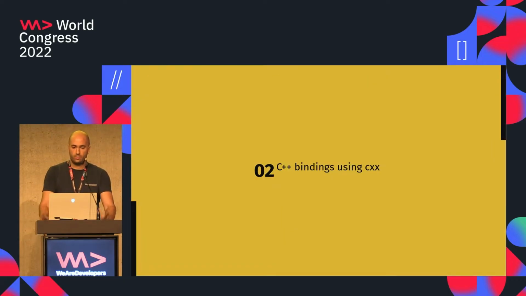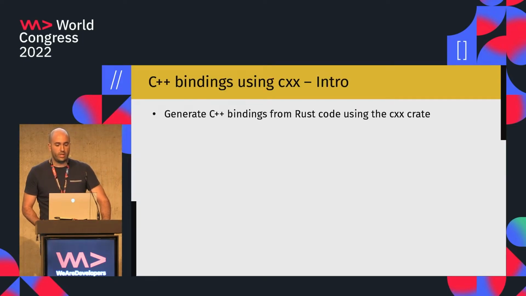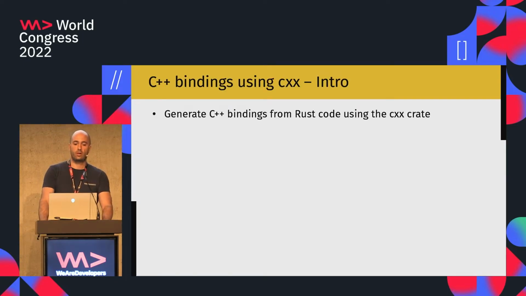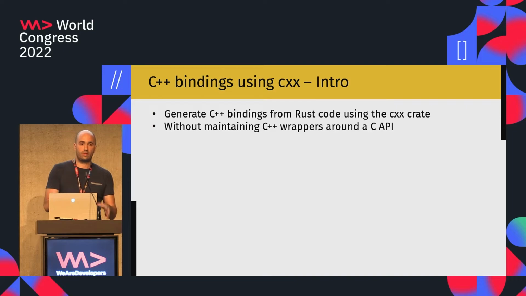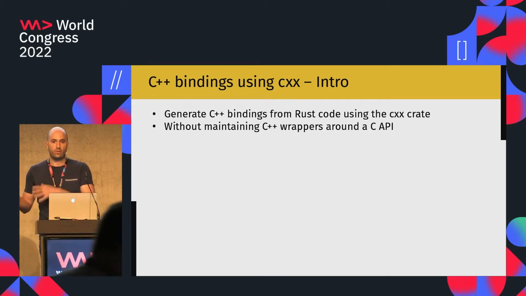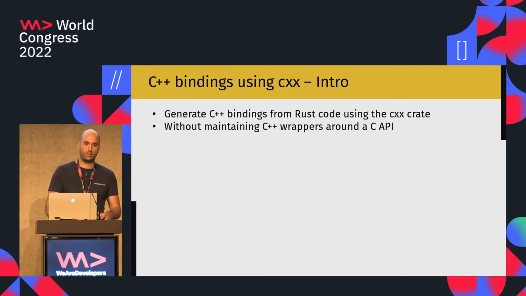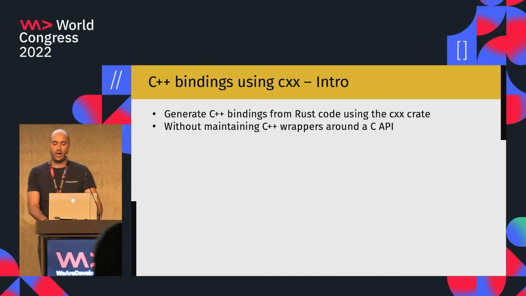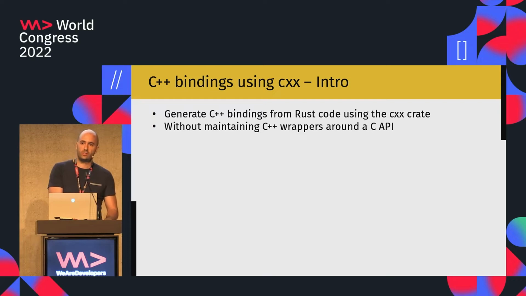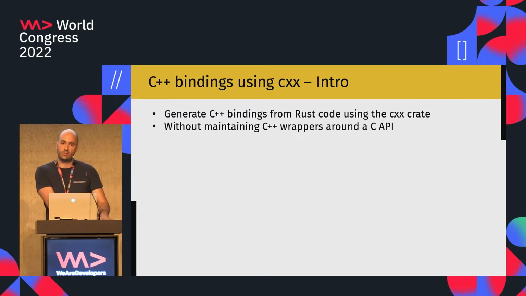OK, now we'll look at C++ bindings using the CXX crate. So CXX is this really amazing crate that can generate C++ bindings from Rust code, and Rust bindings from C++ code. And this is done without the programmer maintaining C++ wrappers around the C API. So CXX takes care of that. And it does that by providing implementations of Rust types in C++ and providing implementations of C++ types in Rust.